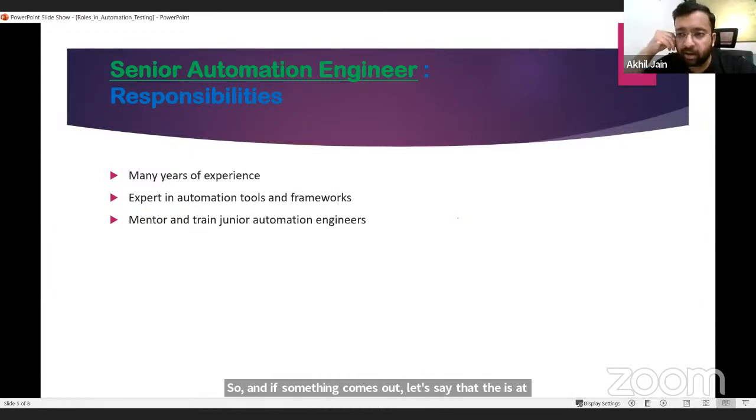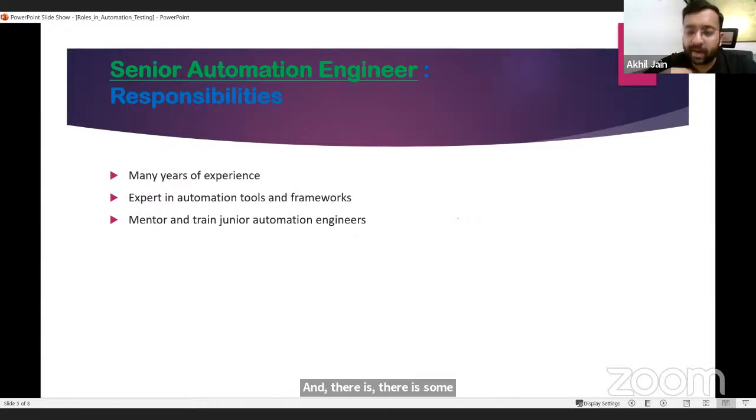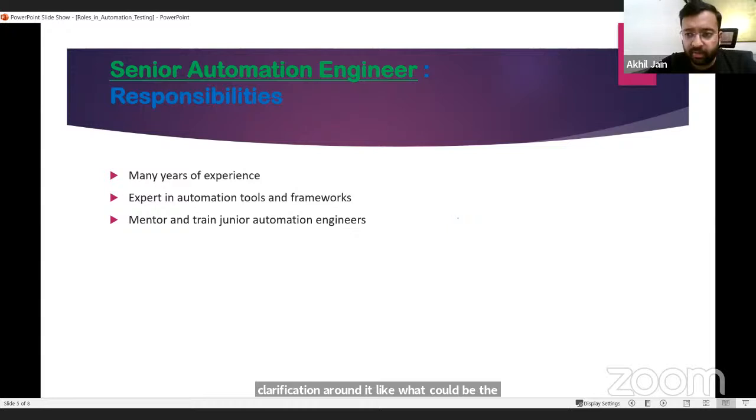And if something comes out, let's say a product is released and that module is delivered to the client, and there are some findings at the client end, it would be redirected to this person, and this person would be responsible to provide a clarification around it, like what could be the reason for that defect leakage, or why it is not included in our test spec. If we say that this needs to be included but it was missed, it is the responsibility of the person to make sure that this gets included. And he is someone who has to own the work of his juniors also in that way. So he's someone who is the face of that module.